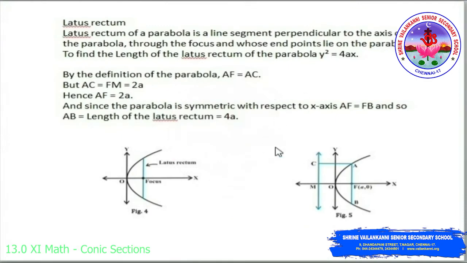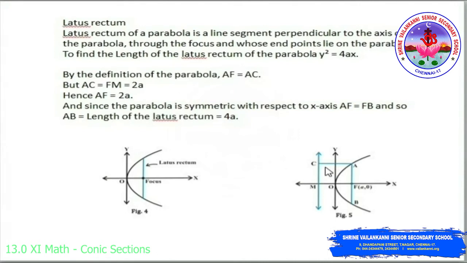Then we are going to see what the latus rectum is. The latus rectum of a parabola is a line segment perpendicular to the axis of the parabola through the focus and whose endpoints lie on the parabola. To find the length of the latus rectum of the parabola y square equal to 4ax, here AF is equal to AC.